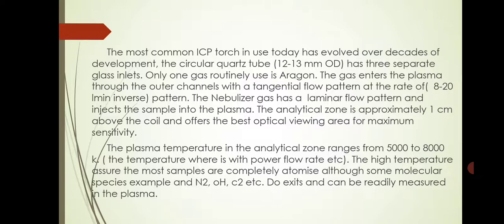The analytical zone is approximately 1 centimeter above the coil and offers the best optical viewing area for maximum sensitivity. The plasma temperature in the analytical zone ranges from 5000 to 8000 K. The temperature varies with power, flow rate, etc. The high temperature assures that most samples are completely atomized, although some molecular species, examples N2, OH, C2, etc., do exist and can be readily measured in the plasma.